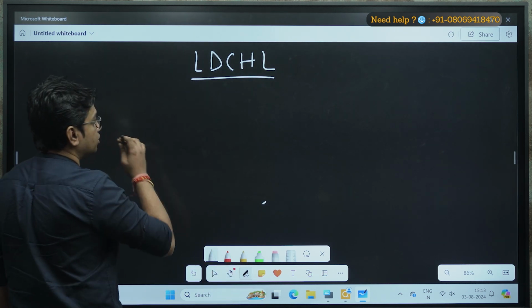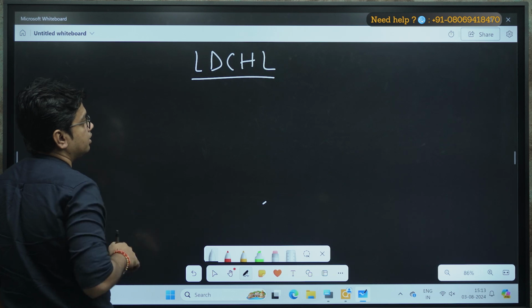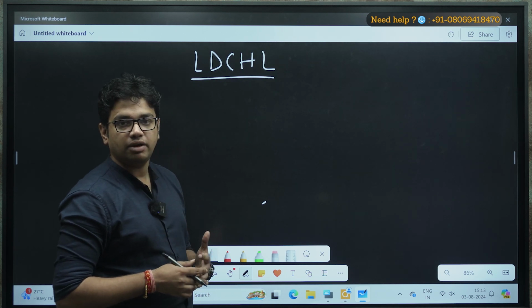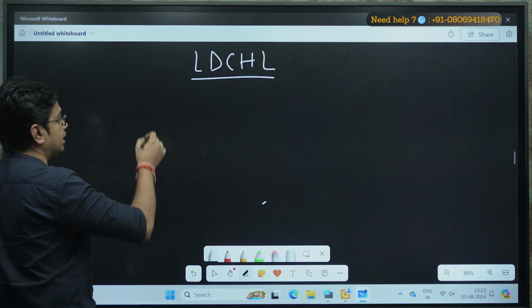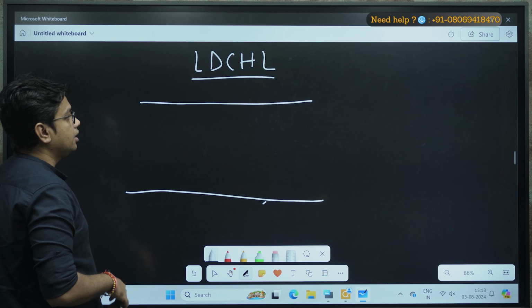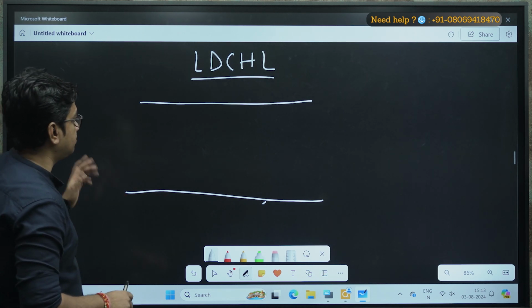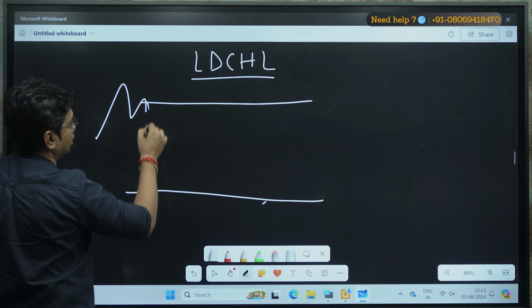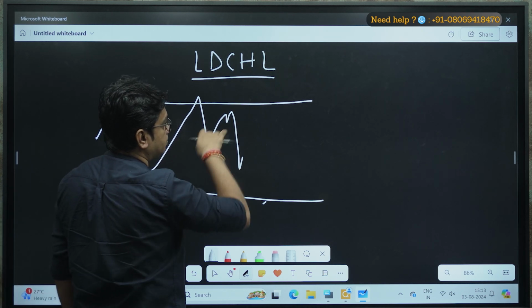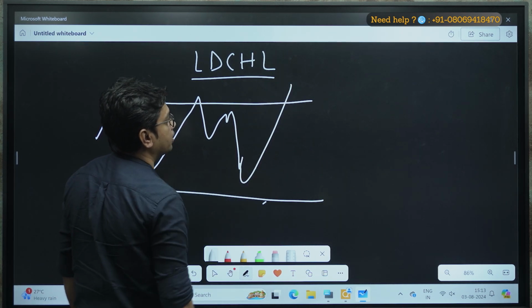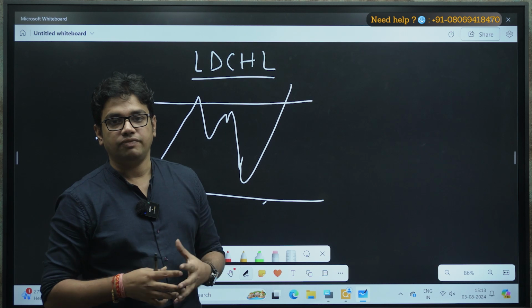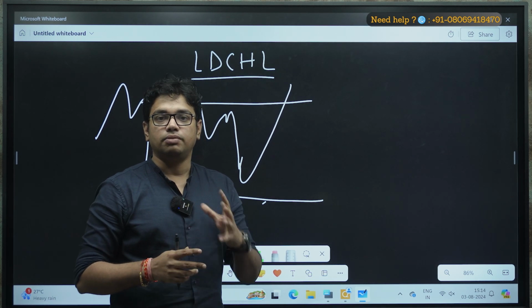Many of us know that to mark the resistance and support, what we see is some bounce back from certain particular levels. Let's just say I have marked the resistance over here and the support over here. But it is not easy to mark them, because sometimes the price fluctuates like this, then again goes like this, closes below that particular level, and then moves back. So it is very difficult to mark the resistance and support levels, and many of us don't have that much time.